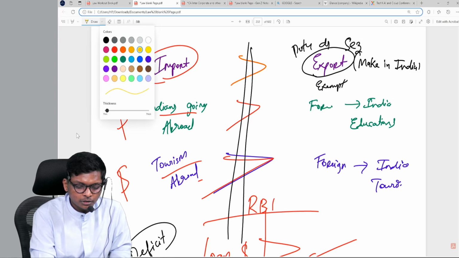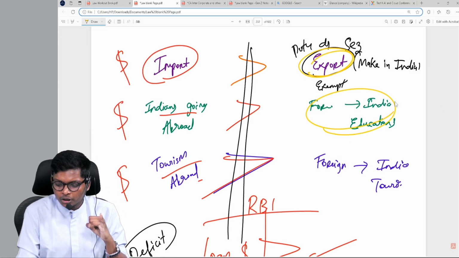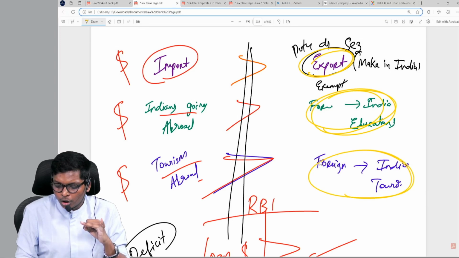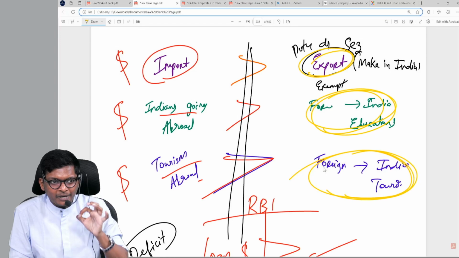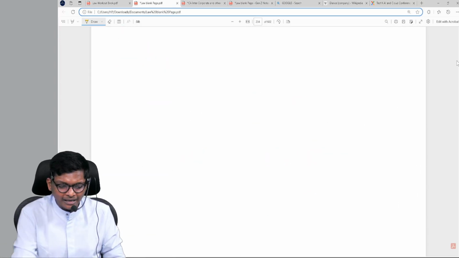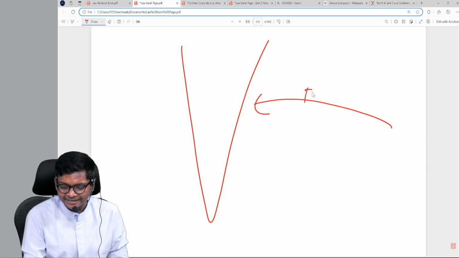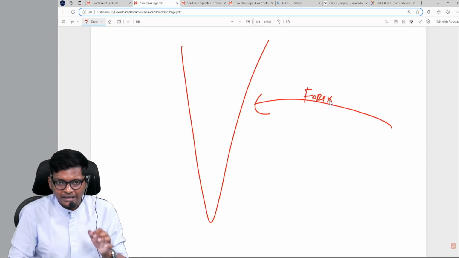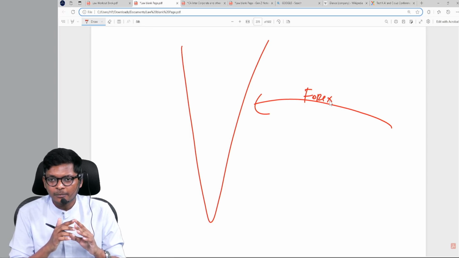That means, remember, in this full FEMA, where do you think there will be restrictions? Which side? Do you think in FEMA there will be restrictions for export, or foreigners coming to India, say for tourism or education? No. Remember, in the full FEMA Act, whatever we are studying, if forex is coming into India, it can come. There is no restriction in FEMA.